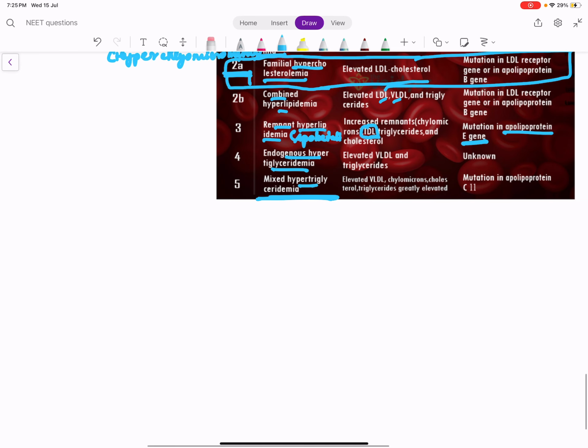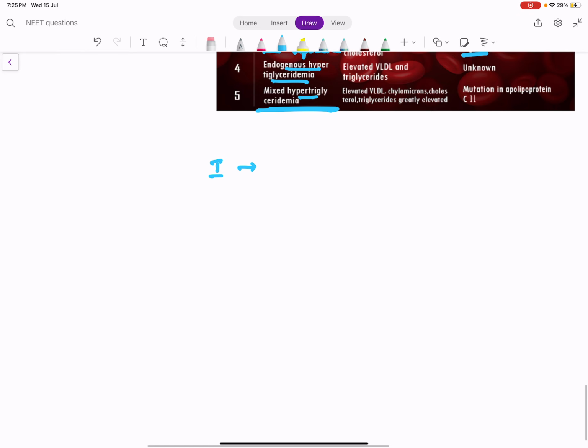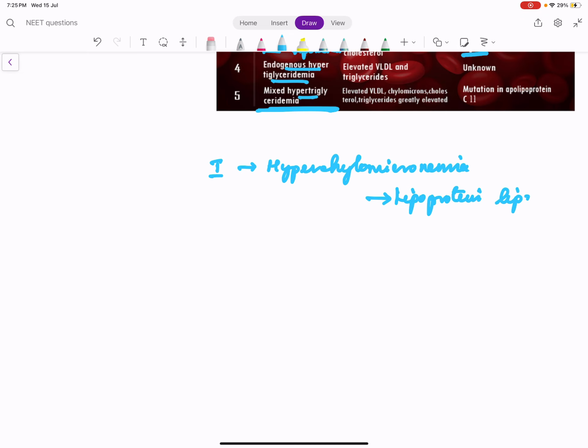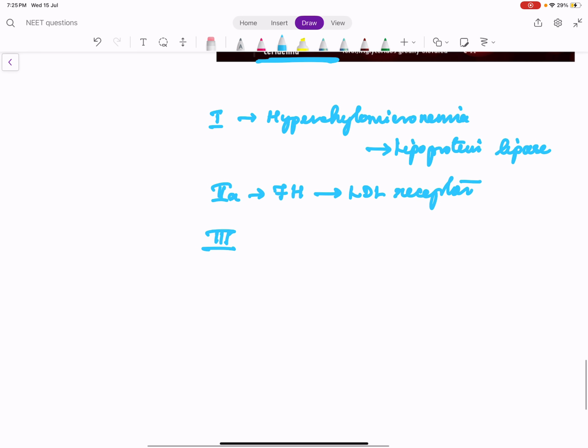So for your exam purposes, type 1 is important because it is hyperchylomicronemia. The mutation is lipoprotein lipase. Type 2A is important because it is the classical familial hypercholesterolemia. The defect is in LDL receptor. Type 3, familial hyperlipoproteinemia type 3 is important. Here there is elevated IDL. In type 4 and type 5 there will be elevated triglycerides.